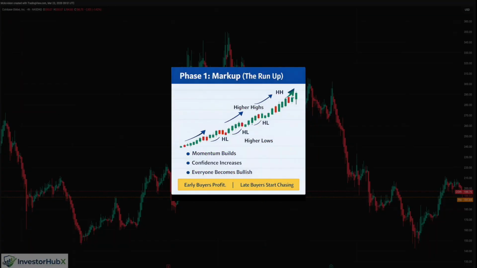The first phase is markup. Price starts trending upward. We see higher highs and higher lows. Buyers are in control, momentum builds, confidence increases, and as price rises, more people become bullish. Early buyers are already in profit, while late buyers start chasing the move.